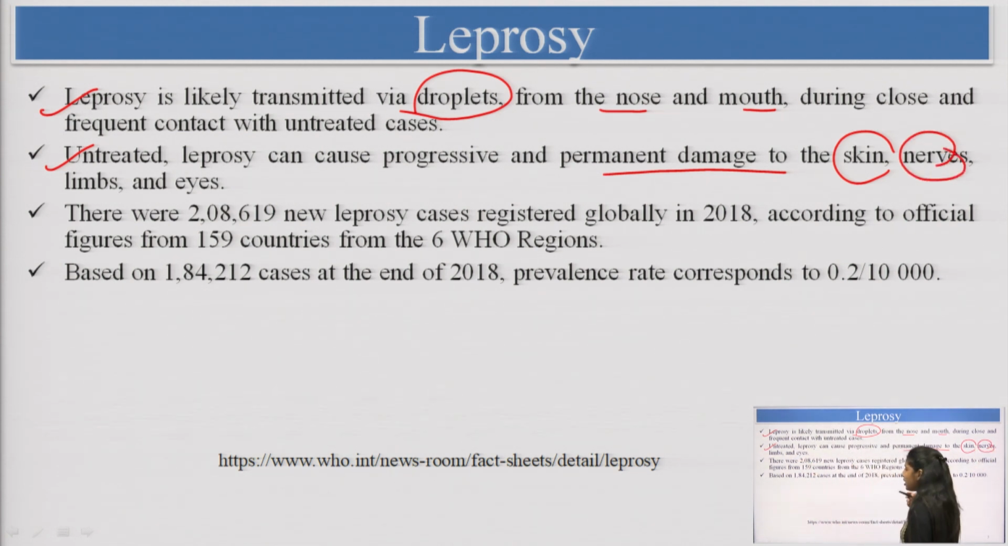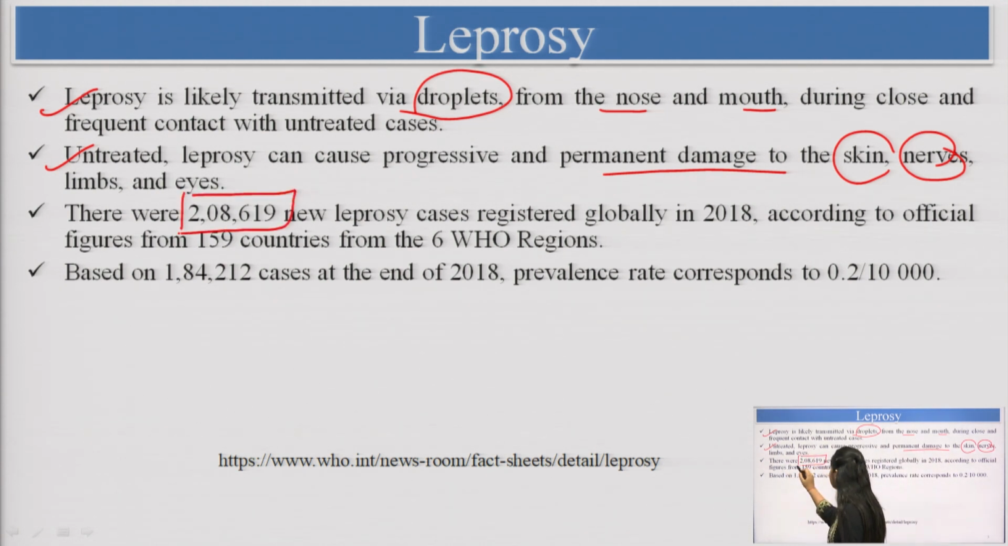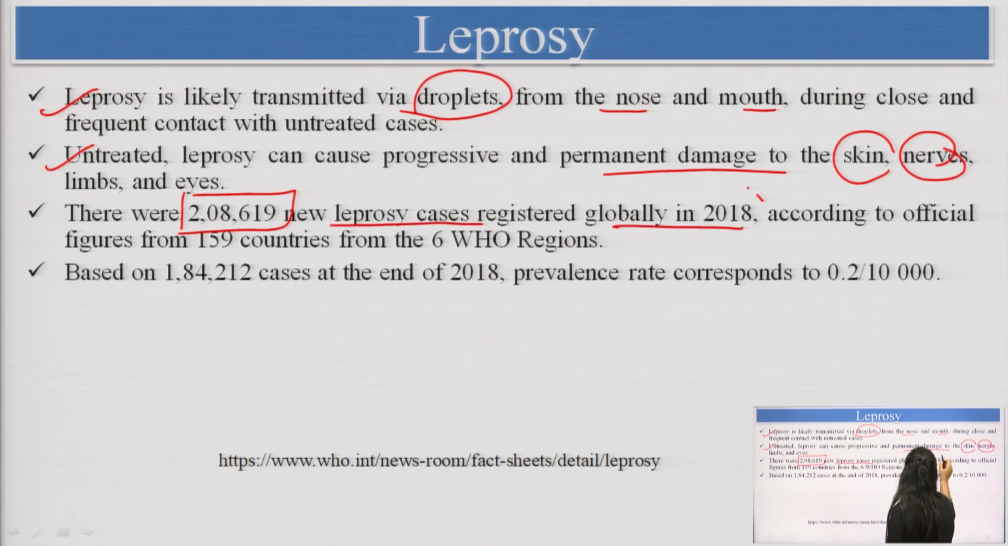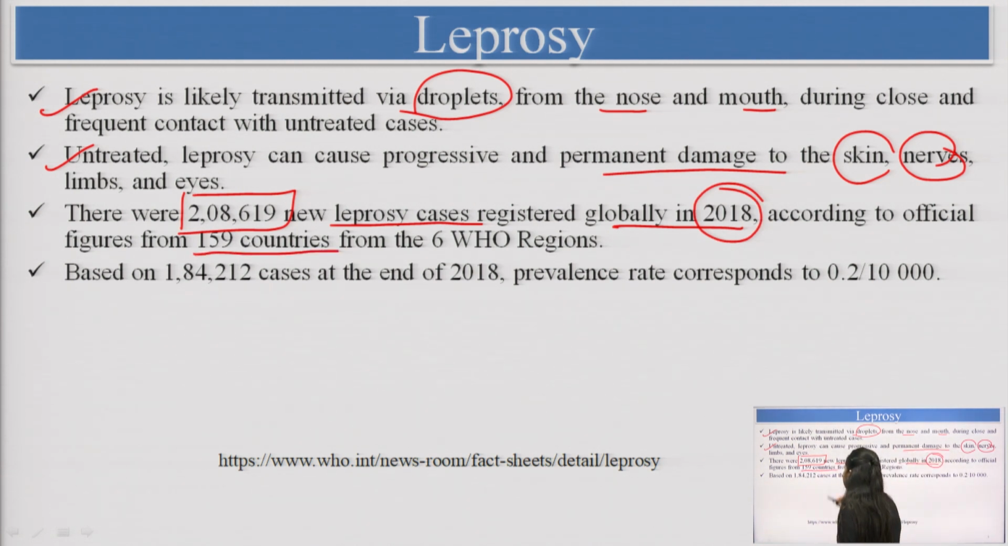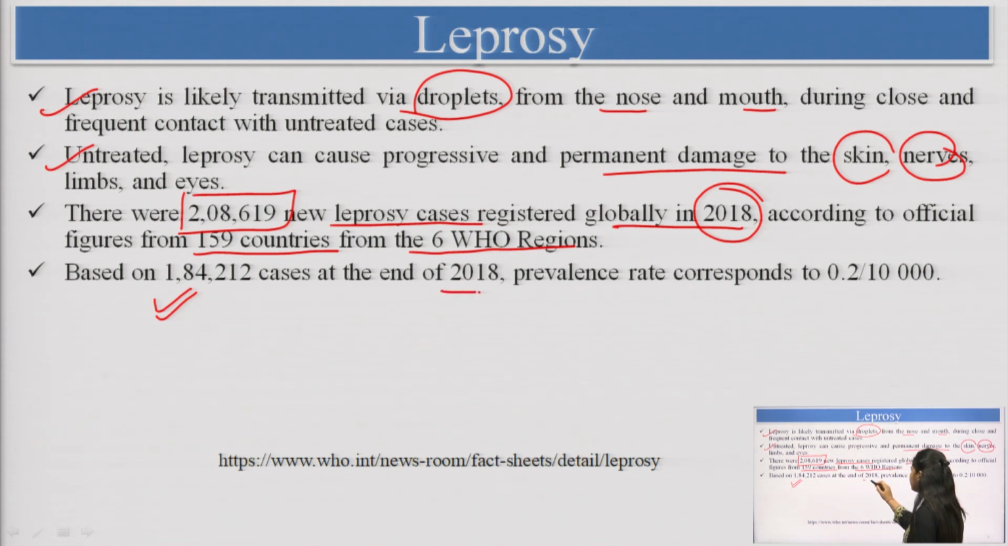Now, what are the numbers? Nearly 2 lakh new leprosy cases were registered globally in 2018, according to official figures from 159 countries from the 6 World Health Organization regions, based on nearly 1,84,000 cases at the end of 2018. The prevalence rate, meaning the number of cases per 10,000, is 0.2.